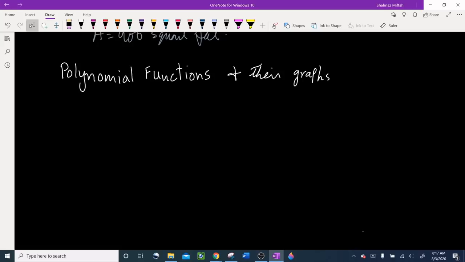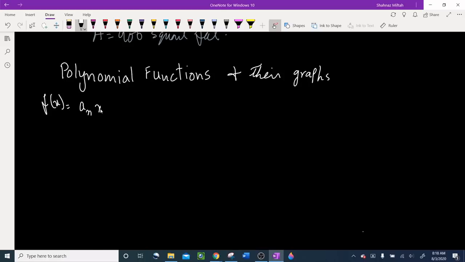I will explain multiplicities. We will use intermediate value theorem, understand the relationship between degree and turning points, and then we will graph polynomial functions. So what is polynomial function? So the definition for polynomial function is: let n be a non-negative integer.